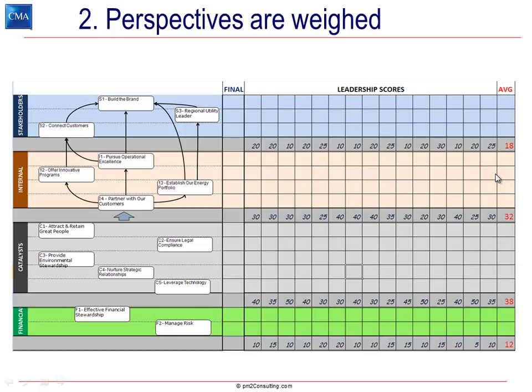Now, when you begin facilitating the conversation, what we typically do is ask those who have the highest weighting and lowest weighting on any perspective to help explain their thinking. So in this case, the range goes as low as 10% and as high as 30%.